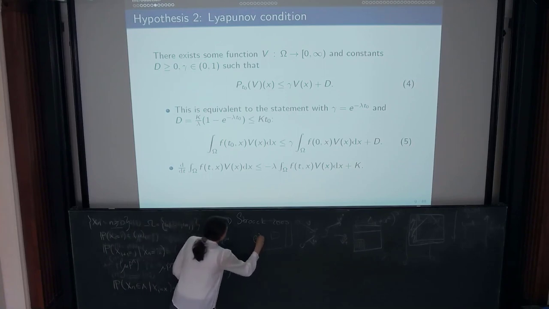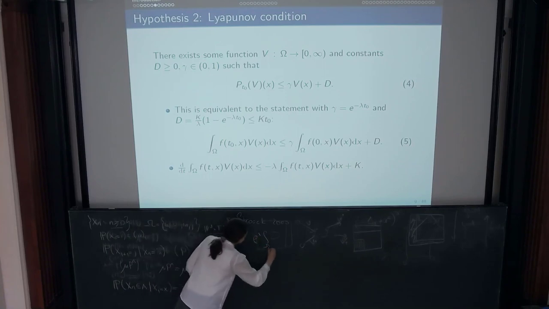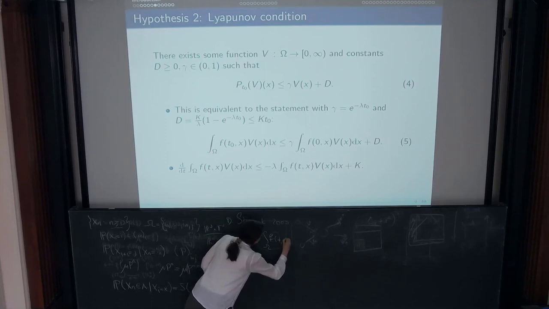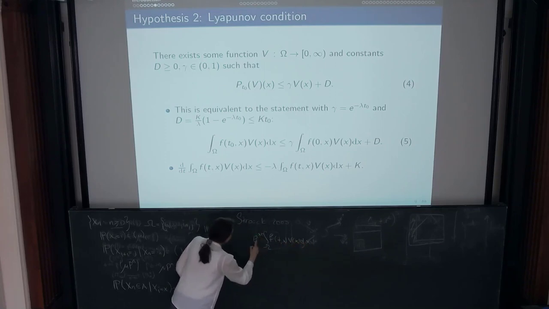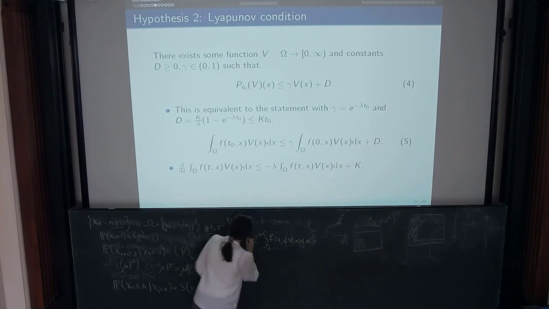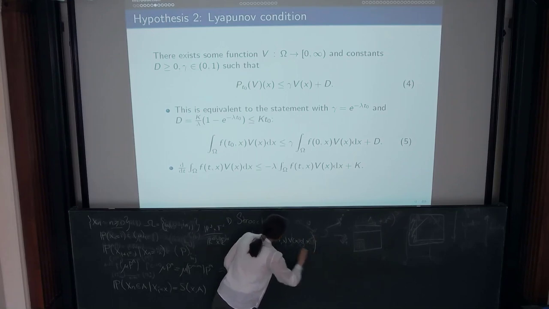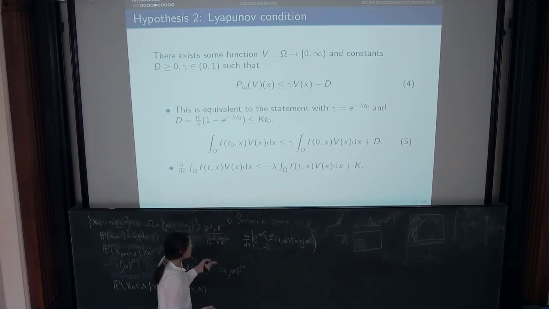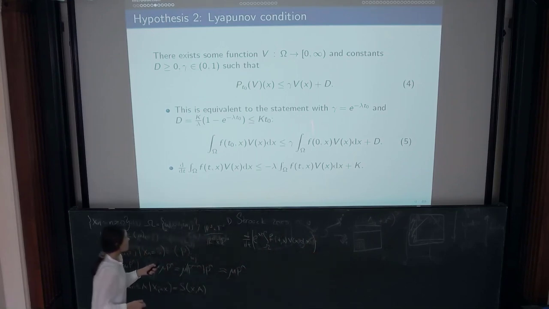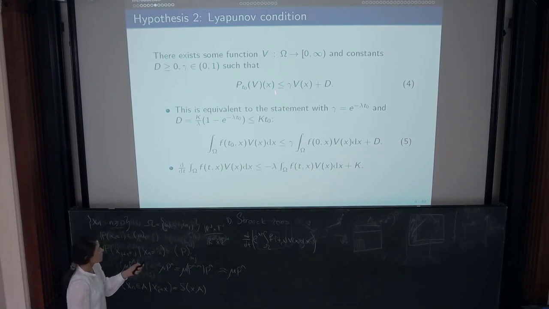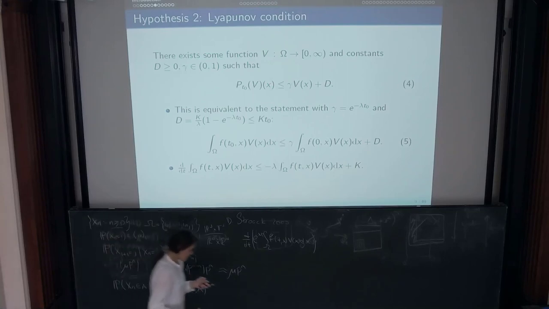If you multiply this thing with e to the power lambda t, and then take the derivative of it, you will get at the end something like this. So this is equivalent to saying that the Lyapunov condition holds in a continuous time setting.